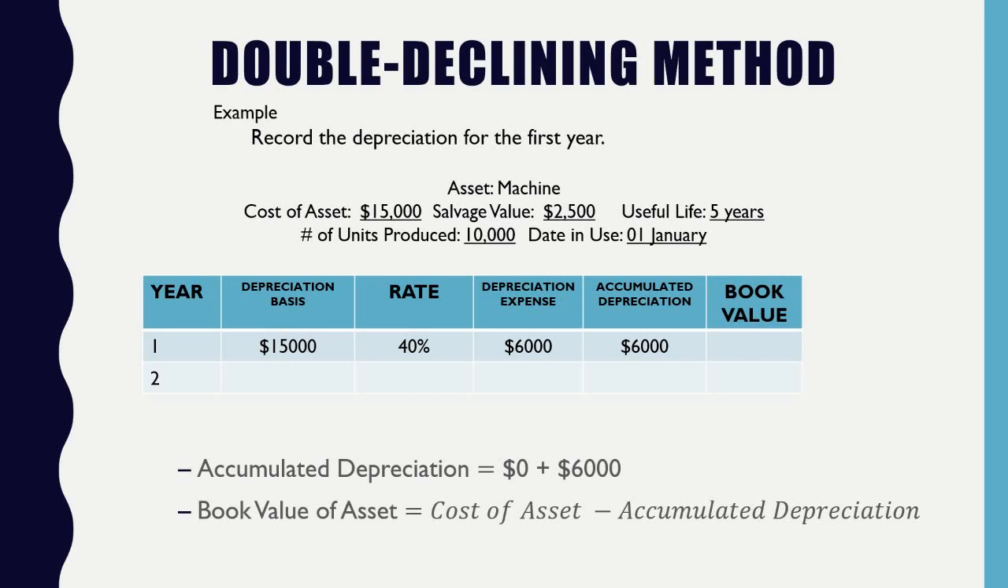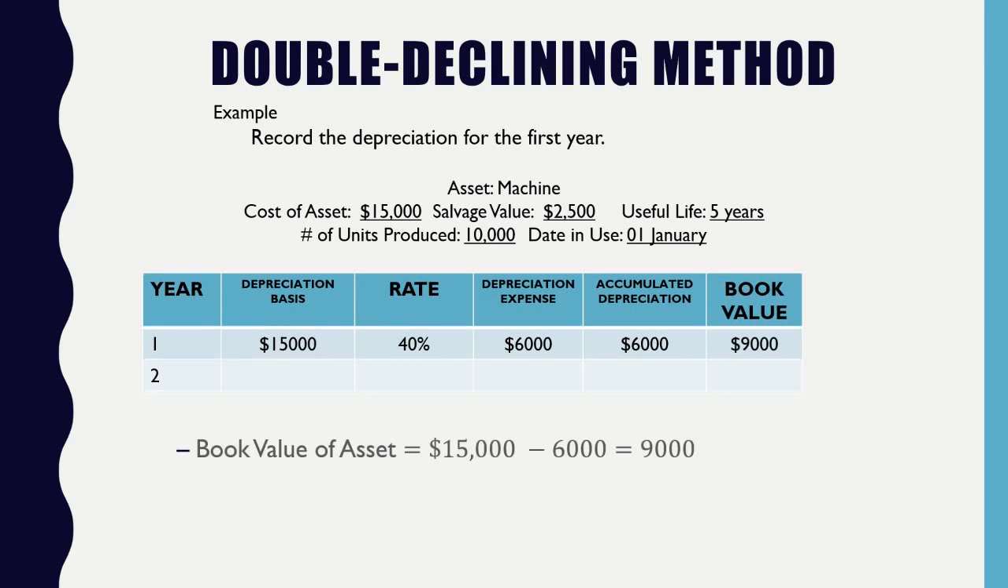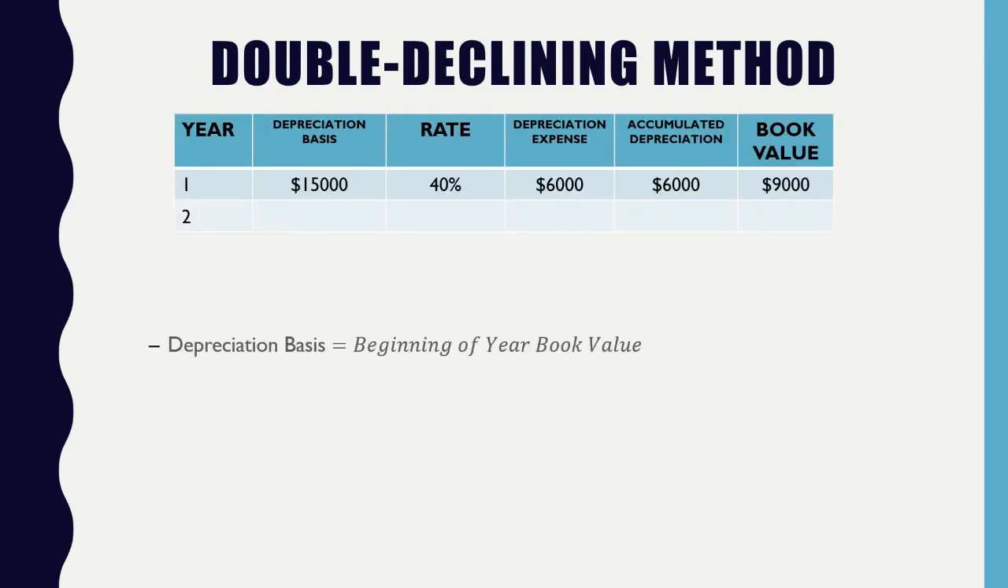So now the most important thing that we have to do is solve for the end of the year, for the first year. What is my book value here? So again, we're going to take a look at the asset cost of 15,000, and we're going to subtract my accumulated depreciation, which is 6,000. So that's going to leave me with $9,000. Okay? So this is where you're going to take this book value of $9,000 and pop it in, because that's going to be the beginning of the year for year 2.